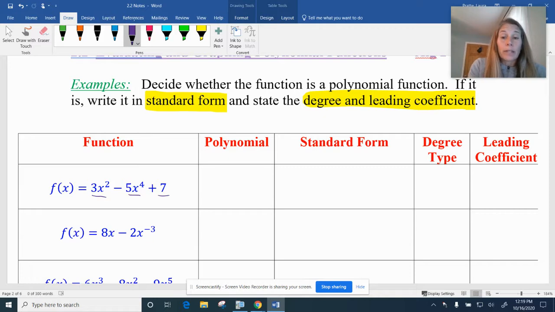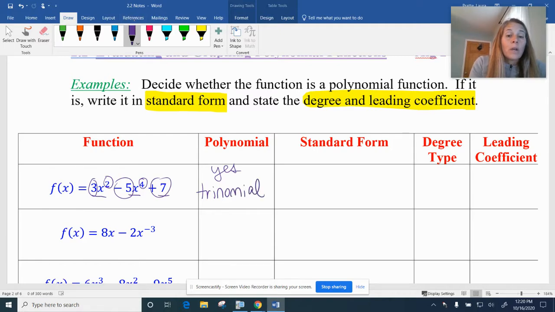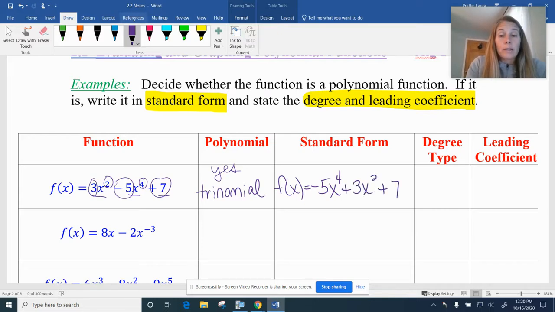But before I bother putting it in standard form, let me make sure that it is actually a polynomial. So I can see that all of my exponents here are positive whole numbers, so that criteria has been met. And the coefficients are real numbers. So this would, yes, be a polynomial. And this is actually a trinomial, right? Because there's 3 terms. Standard form of this particular problem, then, I would have to put my term with the x to the fourth power first, since that's my highest degree, then plus 3x squared, and then plus 7.